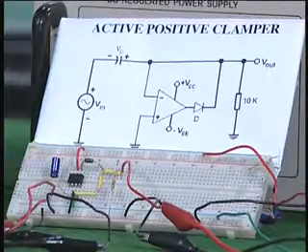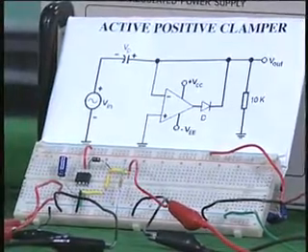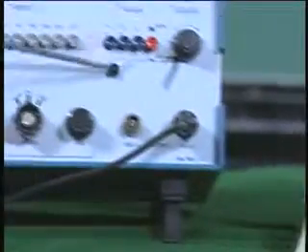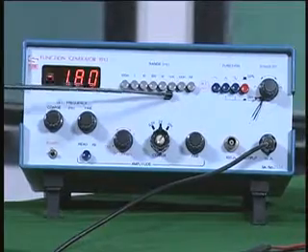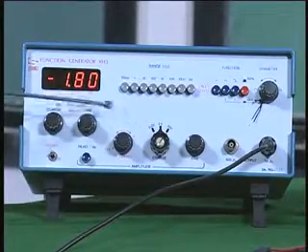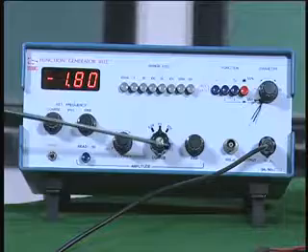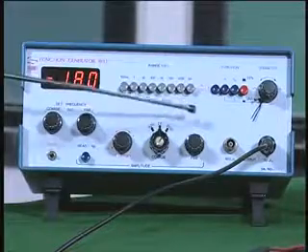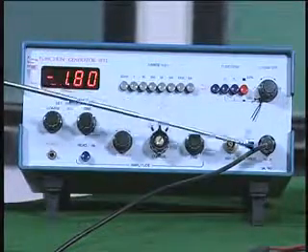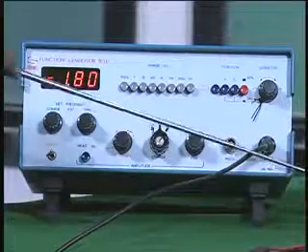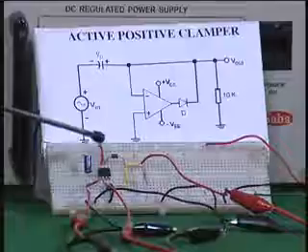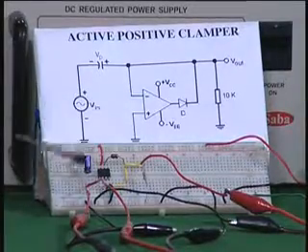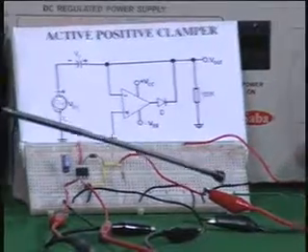Now the input is connected to a function generator as before. You can see here it is in sinusoidal mode, and it is at about 110 kilohertz or something, and the frequency and the output amplitude etc. can be changed using these knobs, and the output is connected to the input of this circuit, which is an active positive clamper. Both the input and the output waveforms are monitored using an oscilloscope here.